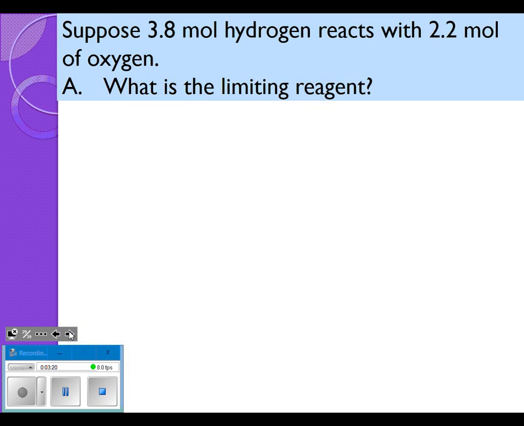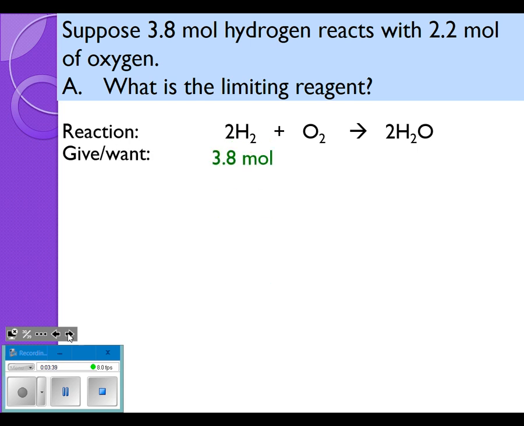Okay? All right, so suppose we have 3.8 moles of hydrogen, and it reacts with 2.2 moles of oxygen. I want to figure out what the limiting reagent is. So I have this reaction, because hydrogen and oxygen make water. Okay, it's balanced, and I'm given 3.8 moles of hydrogen, and I'm given 2.2 moles of oxygen. I want to find out how many moles of water each of these make.